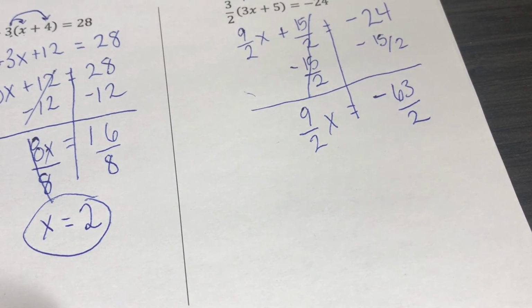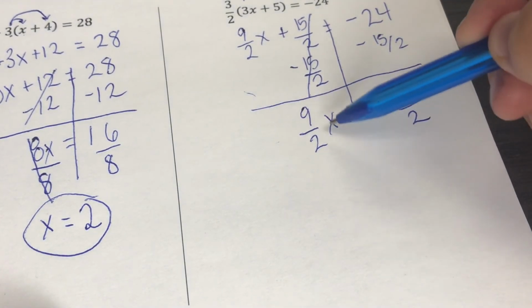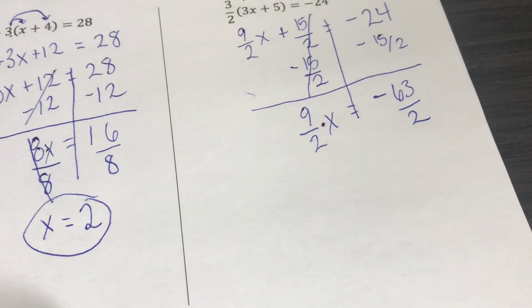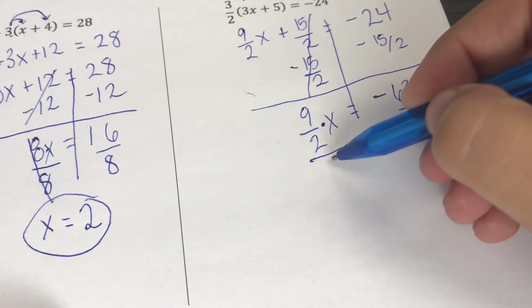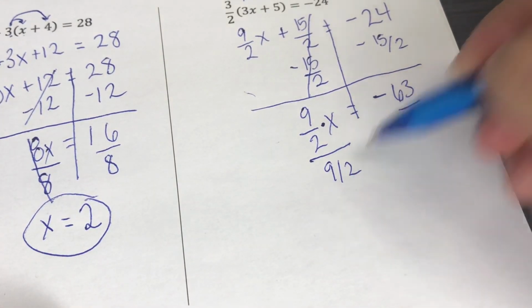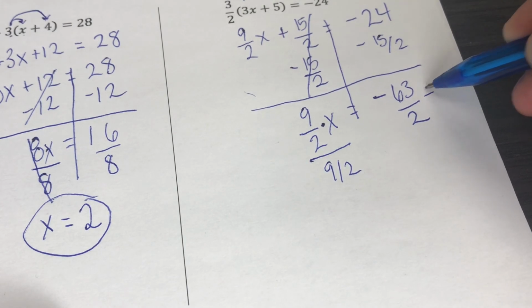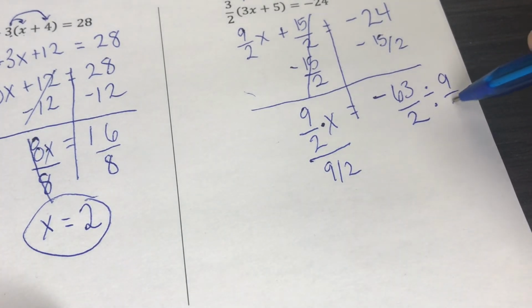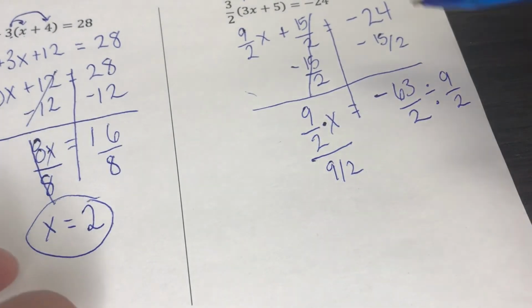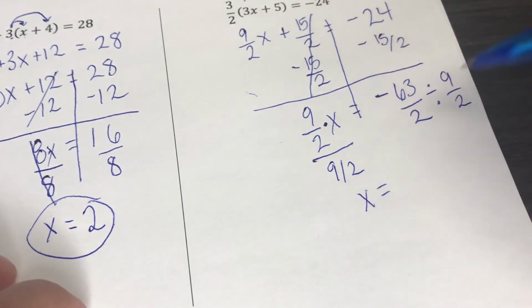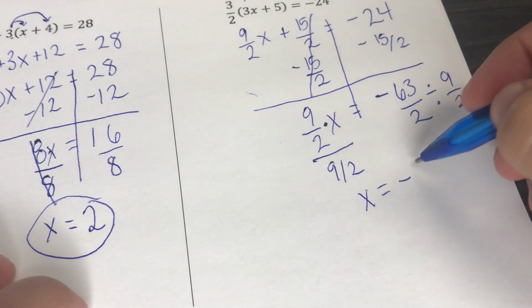Now, our last step is we have 9/2 being multiplied by x, so we have to undo multiplication with our division property of equality. So we're dividing both sides by 9/2. When you simplify, x should be equal to negative 7.